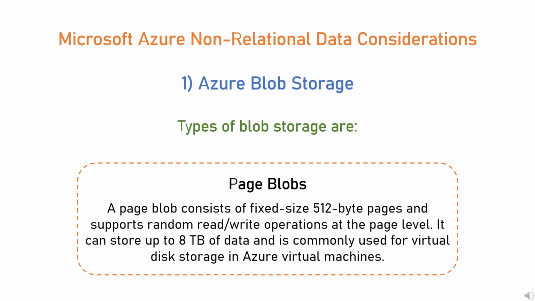Page blobs. A page blob consists of fixed size 512-byte pages and supports random read or write operations at the page level. It can store up to 8 TB of data and is commonly used for virtual disk storage and Azure virtual machines.